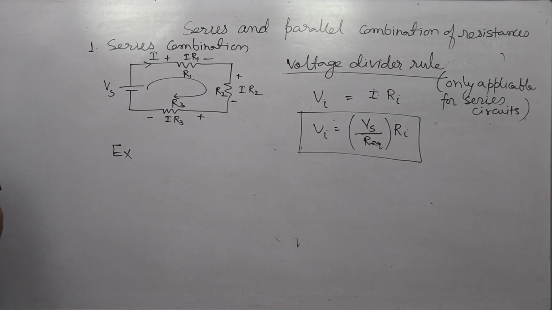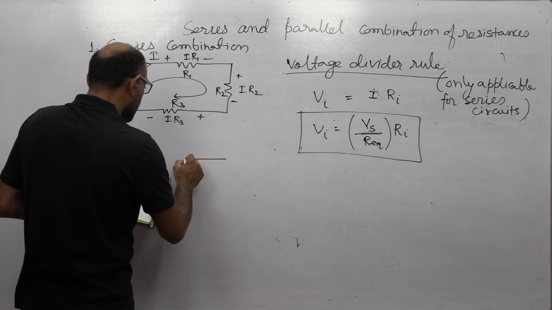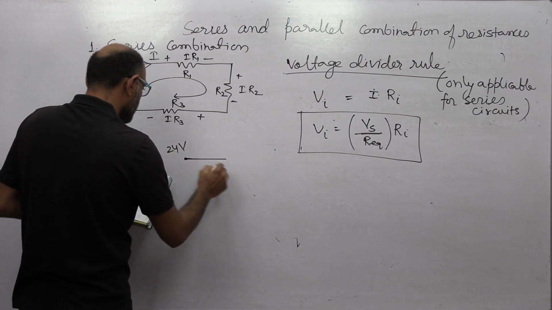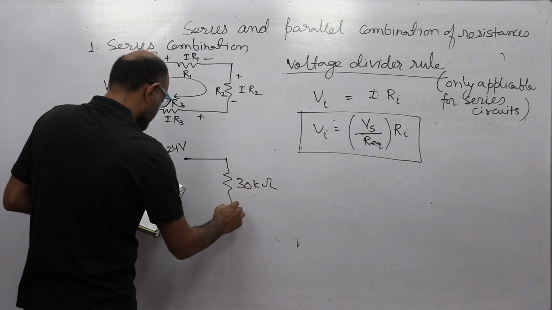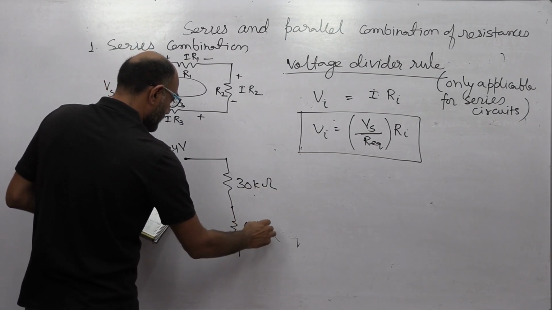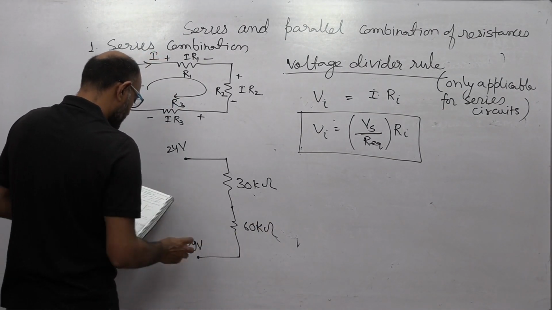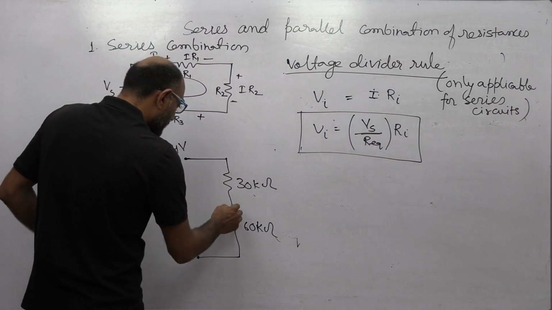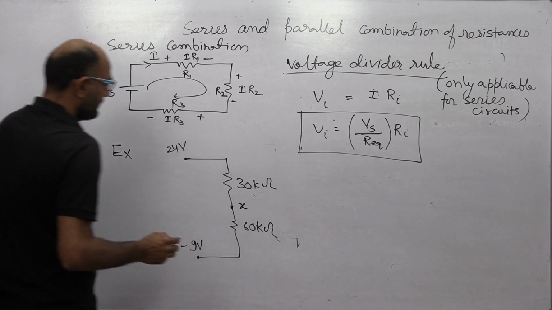एक एग्जाम्पल लेके देखते हैं. Suppose that a circuit is given to you, 24 volt, 30 kilo ohm, 60 kilo ohm, and here is minus 9 volt, right? So by applying the voltage divider rule, what is the value of X here?